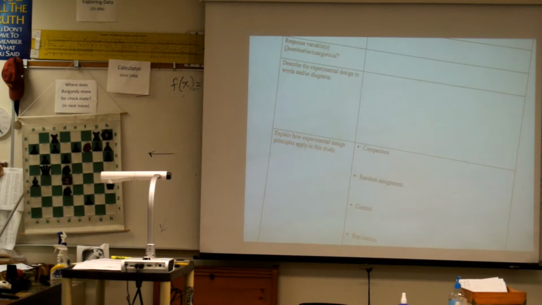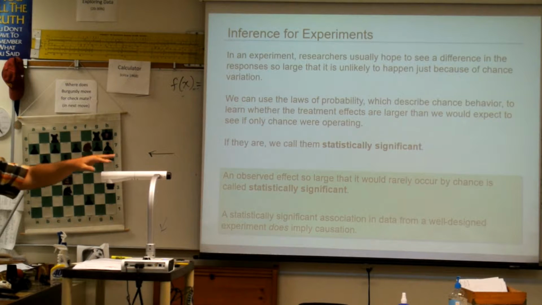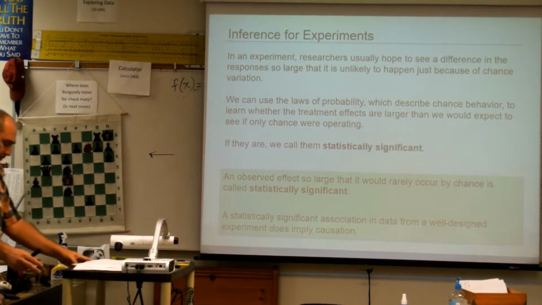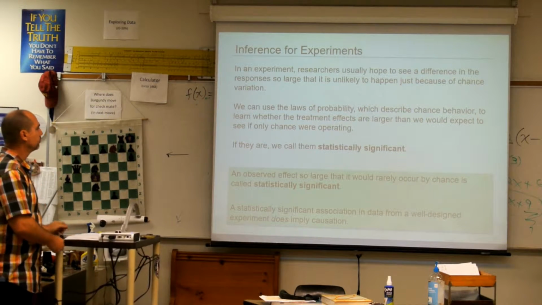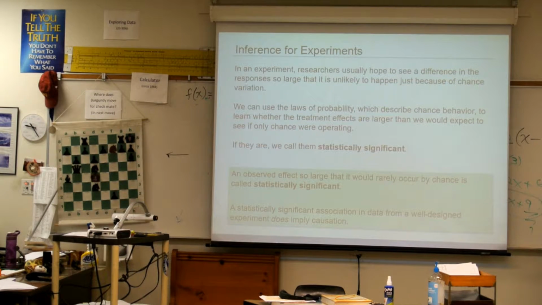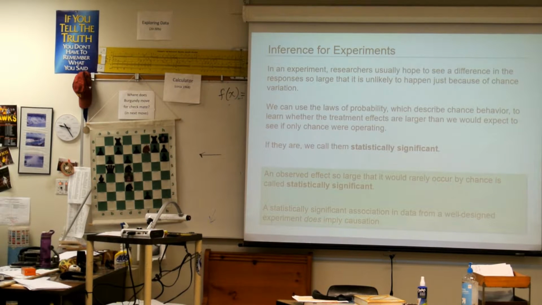All right, so this is the first slide on the top of page 4. In an experiment, researchers usually hope to see a difference in the responses so large that it is unlikely to happen just because of chance variation. We can use laws of probability to describe chance behavior to learn whether the treatment effect is larger than we would expect to see if chance were operating. If it is, we call it statistically significant. So an observed effect so large that it would rarely occur by chance is called statistically significant. A statistically significant association of data from a well-designed experiment does not imply causation.